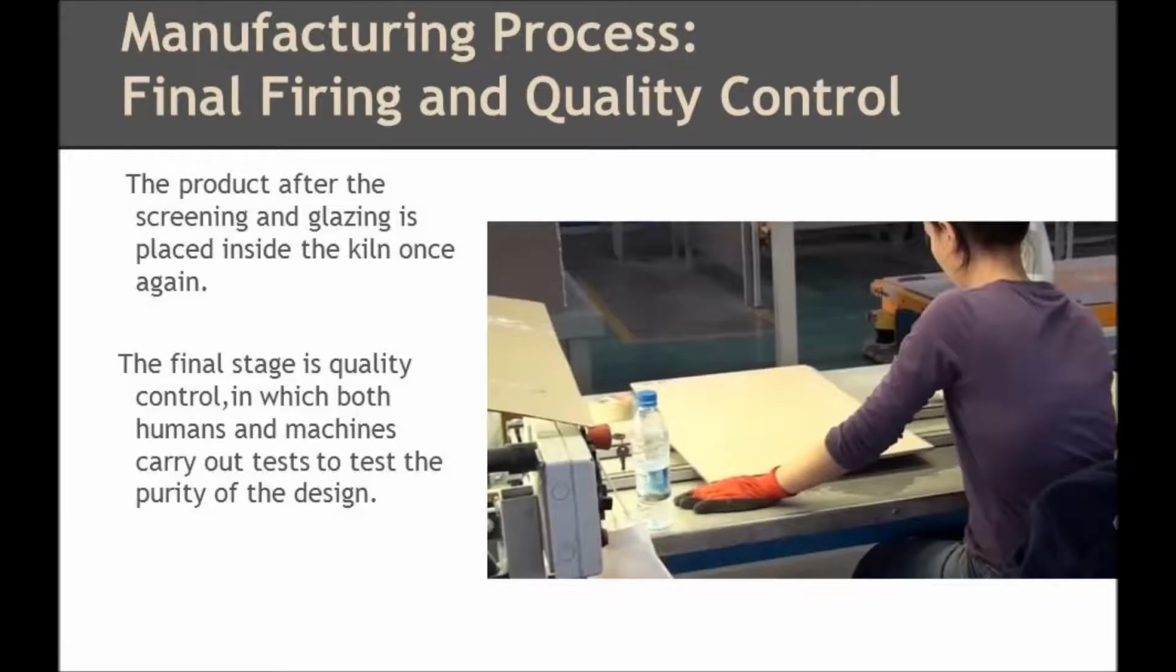Now, for the final phases of the manufacturing process that will be discussed in this presentation. These are the final firing and quality control. In the final firing, the product after the screening and glazing is placed inside the kiln once again. The final stage, once it has been released from the kiln, is quality control. In this phase, both humans and machines carry out tests to test the purity of the design.